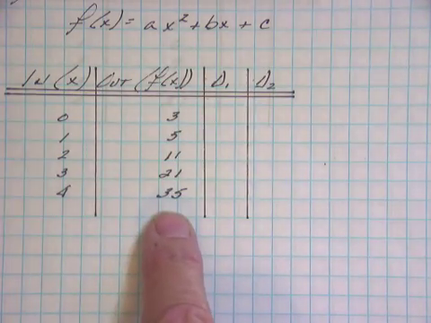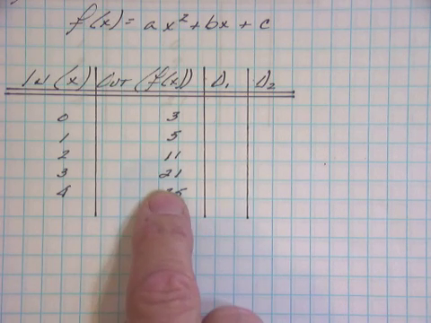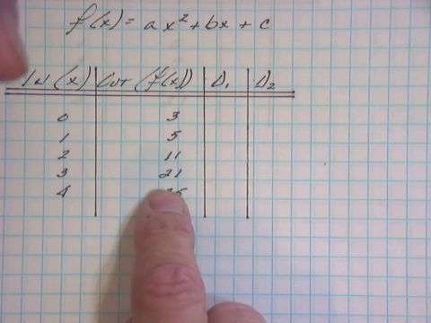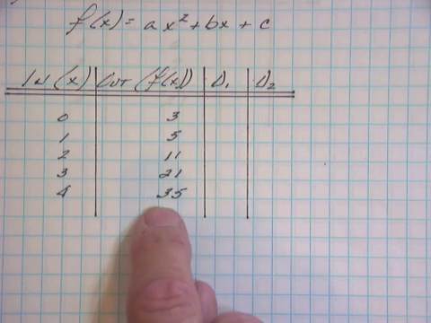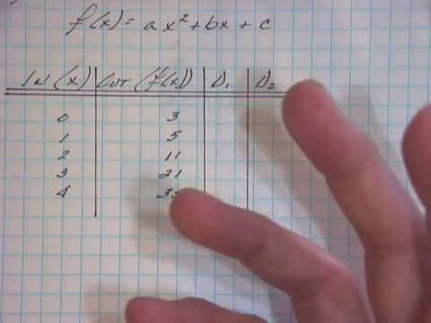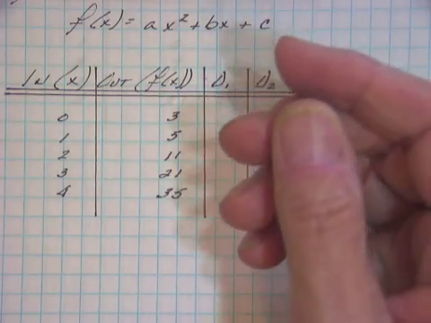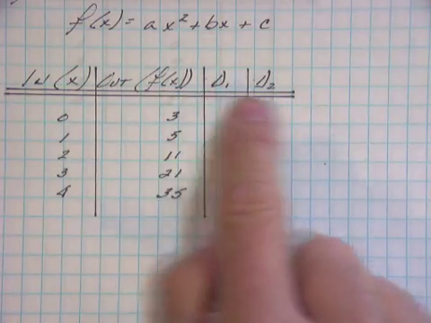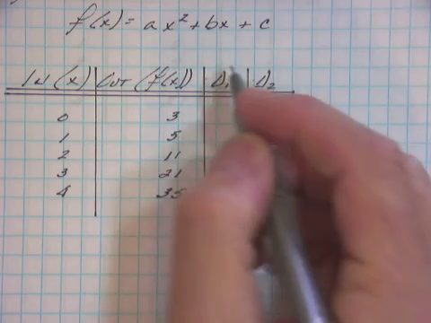If you look at this, nothing is consistently being added, so we know it's not linear. It's not being consistently multiplied, so we know it's not exponential. So we have to go to the next guess. And there's one way to test for this. You'll notice I've got two delta columns.